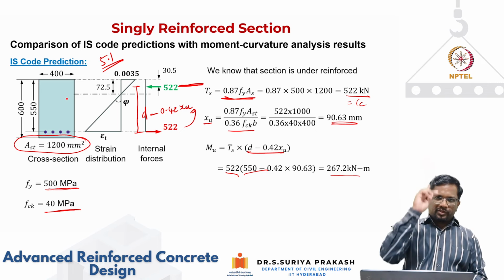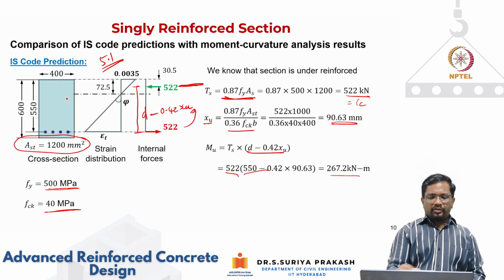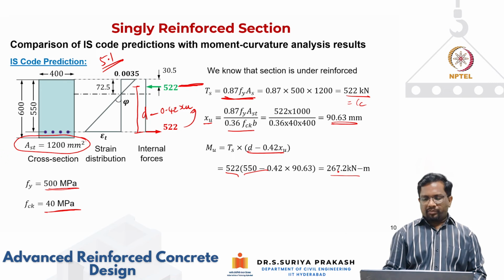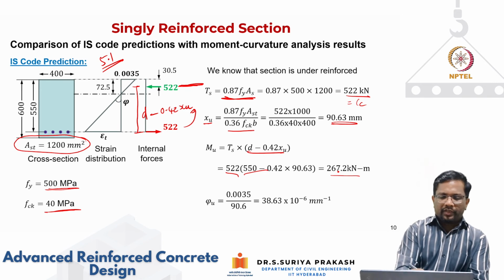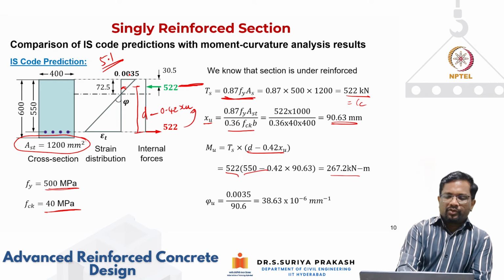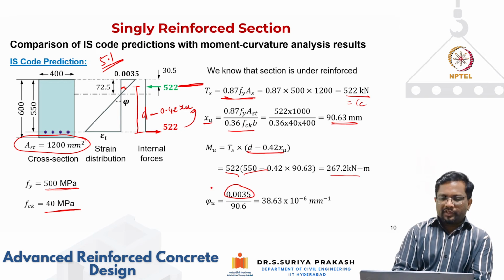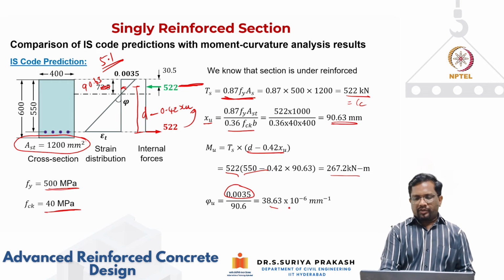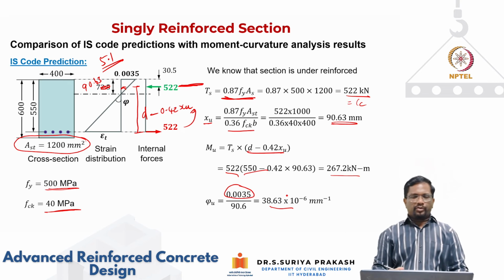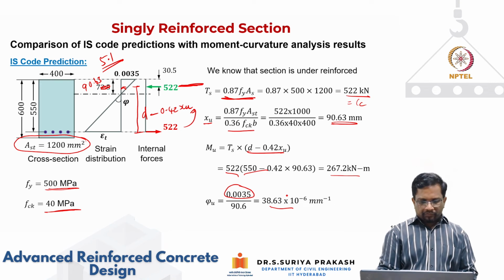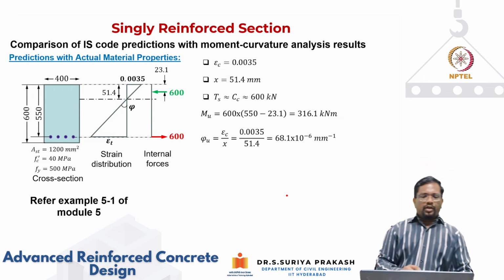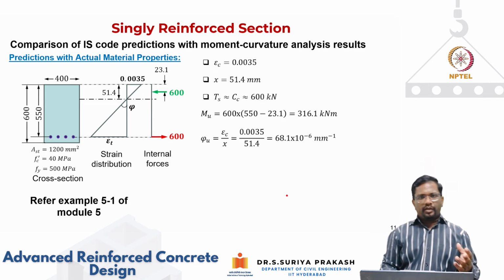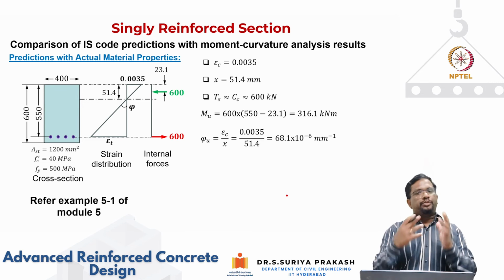This is the same cross section that we did in the previous module. So you can see that the moment resistance is 267.2 kilonewton meter. Now what is curvature at failure? Curvature at failure is the slope. The slope can be calculated from the top compressive fiber strain divided by the neutral axis depth. Sorry, this should be 90.63. If you do that, you get a value of 38.63 into 10 to the power of minus 6 per millimeter.